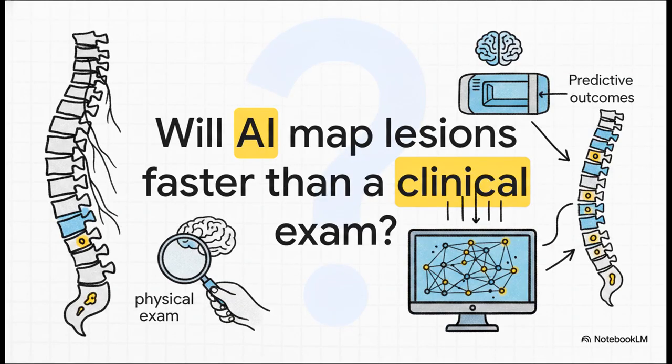So we've tracked this whole diagnostic journey today, from the meticulous physical exam all the way to those advanced T2-weighted MRIs, and it leaves us with a pretty fascinating question to chew on. As our imaging tech gets exponentially faster and more precise, are we going to see a day when AI algorithms can map these complex spinal lesions and predict functional outcomes even faster than a seasoned neurologist's clinical exam? It is an incredible frontier to watch, that's for sure.